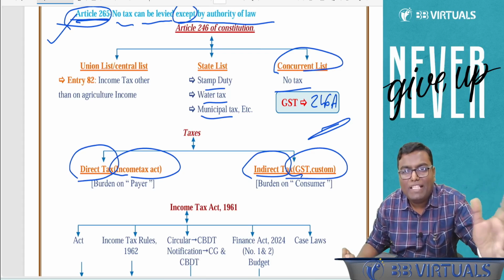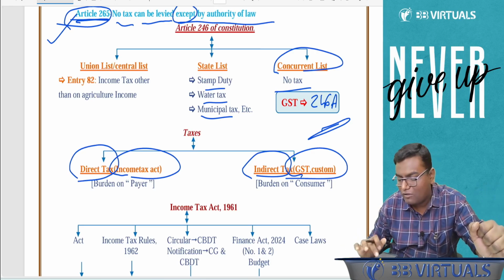Are you understanding this, people? Yes or no? Quickly reply to me in the chat box. Yes or no?